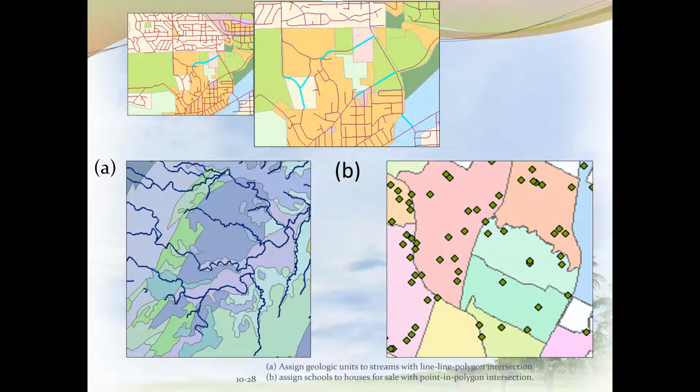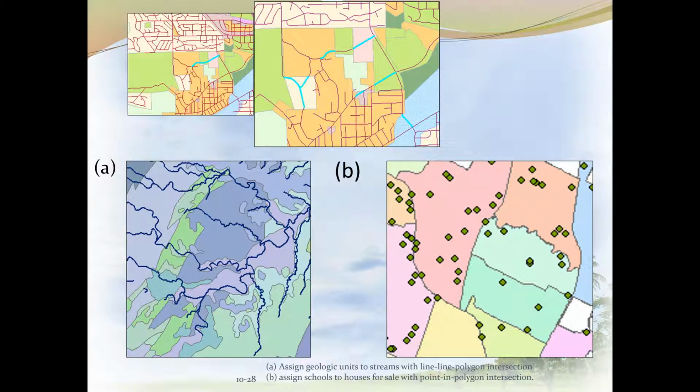One can also intersect points with polygons, or point in polygon intersection. A realtor might have a point feature class of houses for sale and intersect it with polygons representing school districts in order to be able to list the school for each house. So in B, we can see and note that a point in polygon intersection is equivalent to a simple inside join with the point layer as the destination, even though they use different tools to do it.